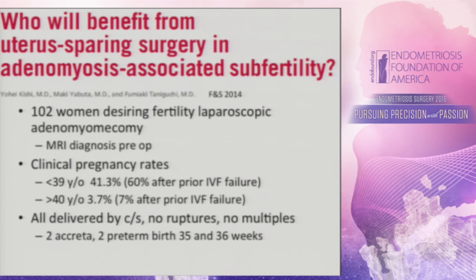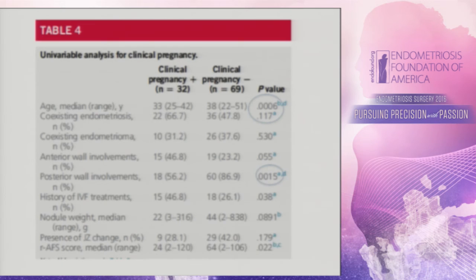So if you look at who will benefit from this uterus-sparing surgery in subfertility, this is a study by Kishi who looked at 102 women who underwent that type of surgery on their uterus. And again, in patients who were under 39 years old, they had a 41.3% pregnancy rate. If they were over 40 years old, they only had a 3.7% pregnancy rate. So for them, it was most important that the patients were younger when they had this surgery. What they also found was that it was a worse prognosis if the adenomyosis was in the posterior wall, and a worse prognosis if they had coexisting endometriosis.